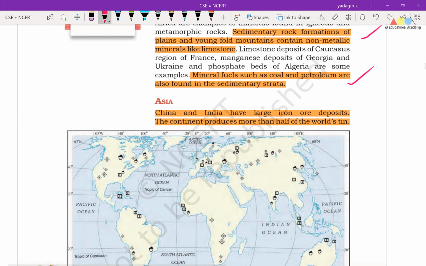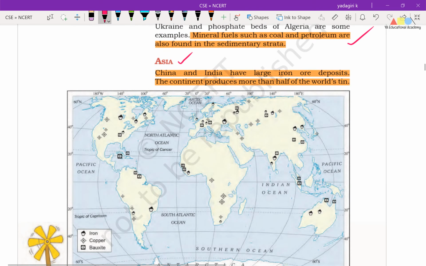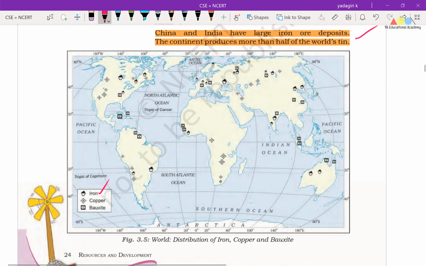Friends, now we will try to understand the distribution of minerals across various continents. Friends, first of all, Asia. In that, China and India have large iron ore deposits. The continent produces more than half of the world's tin. So here this symbol represents the iron ore. Here you can see in India as well as some parts of eastern China there is concentration of iron ore.